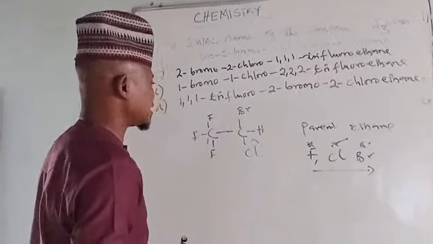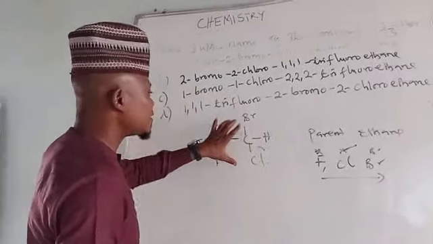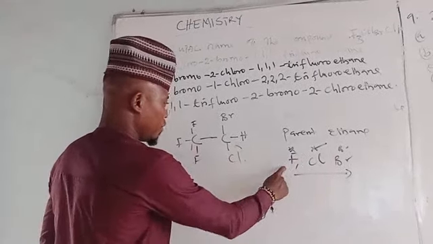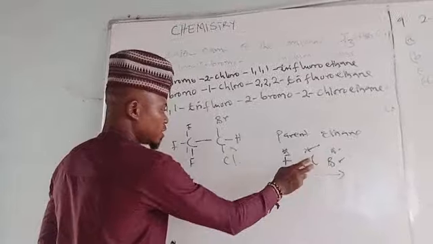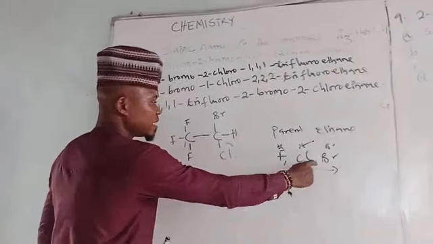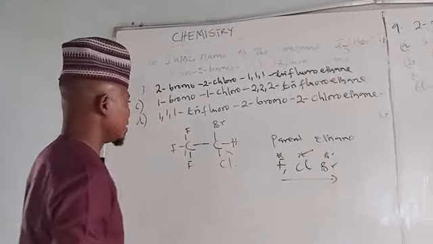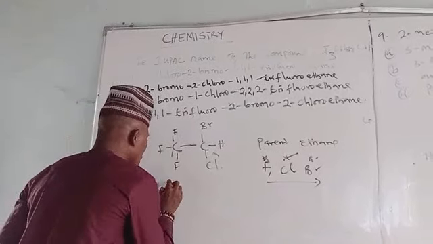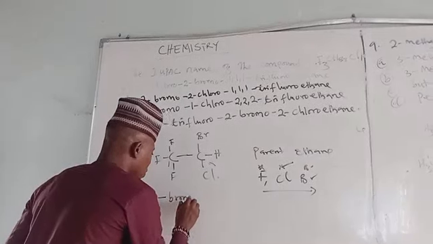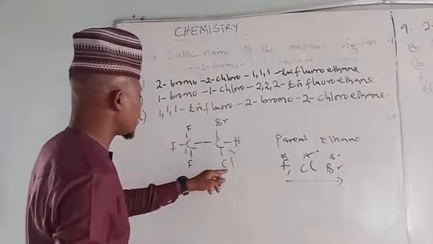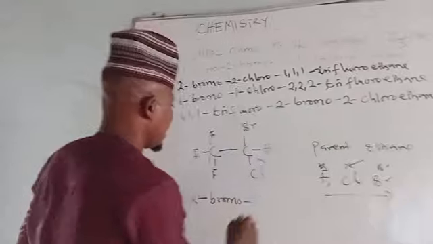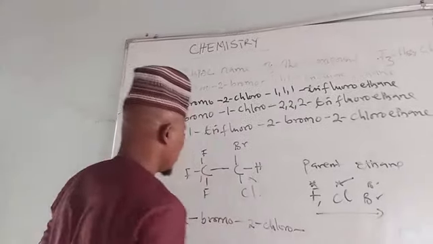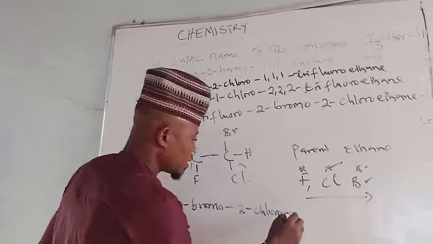Having done that, we're going to name the other substituents alphabetically. We have bromine, chlorine, and fluorine. B comes before C, and C comes before F. That means we'll start our naming with bromine. Since bromine is on carbon 2, we'll say 2-bromo, followed by chlorine, because C comes before F: 2-chloro.